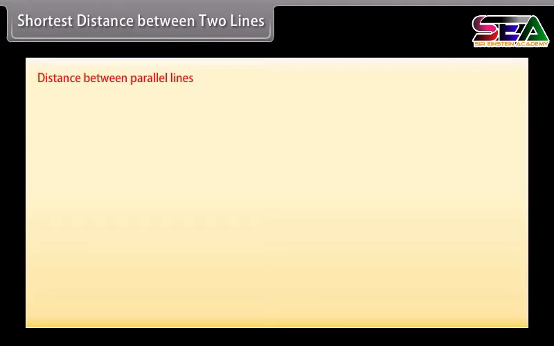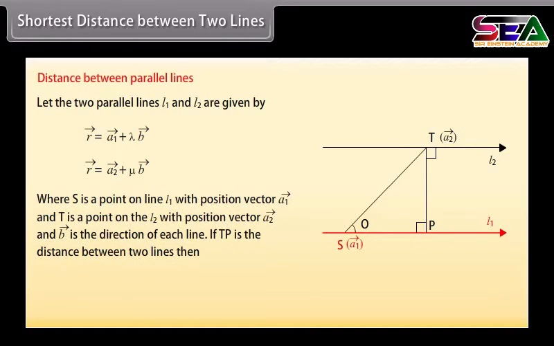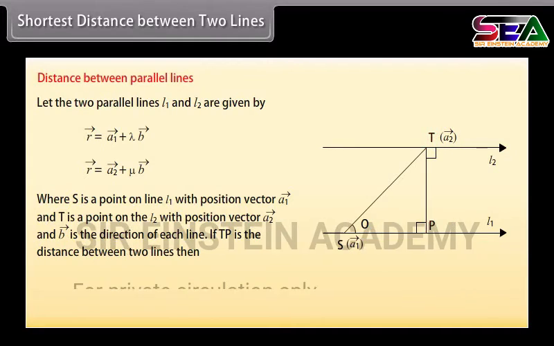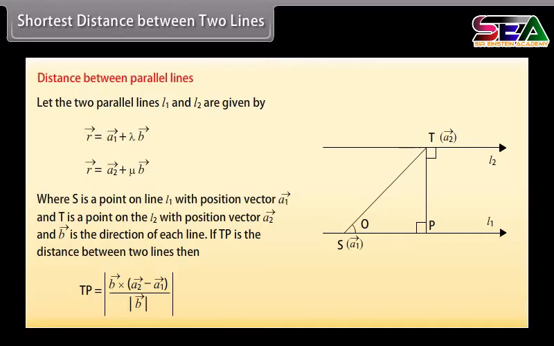Shortest distance between two lines. Distance between parallel lines. Let the two parallel lines L1 and L2 be given by vector r equals vector a1 plus lambda vector b, and vector r equals vector a2 plus mu vector b, where S is a point on line L1 with position vector a1, and T is a point on L2 with position vector a2, and vector b is the direction of each line. If TP is the distance between the two lines, then TP equals modulus of cross product of vector b and the difference of vector a2 and vector a1, divided by modulus of vector b.